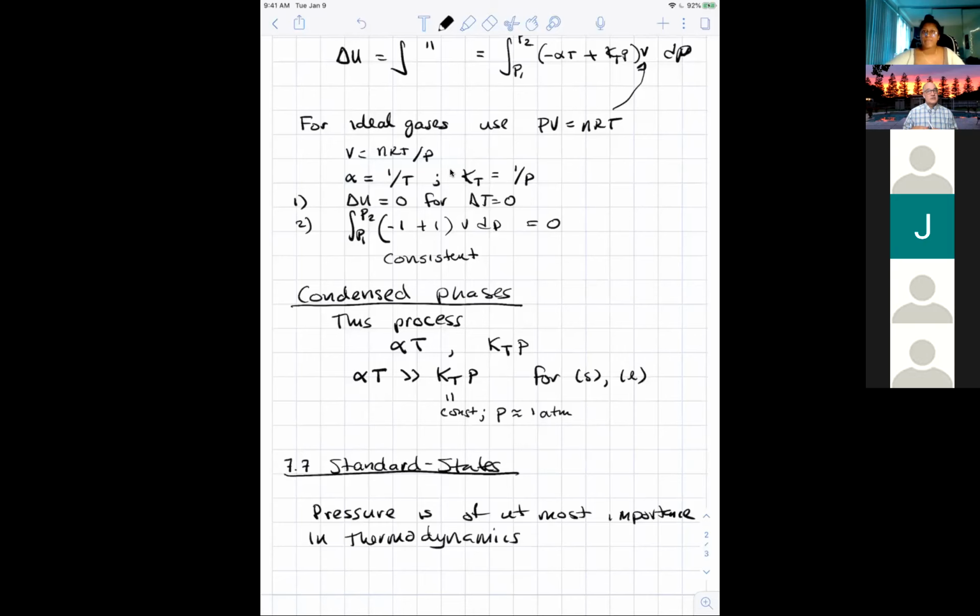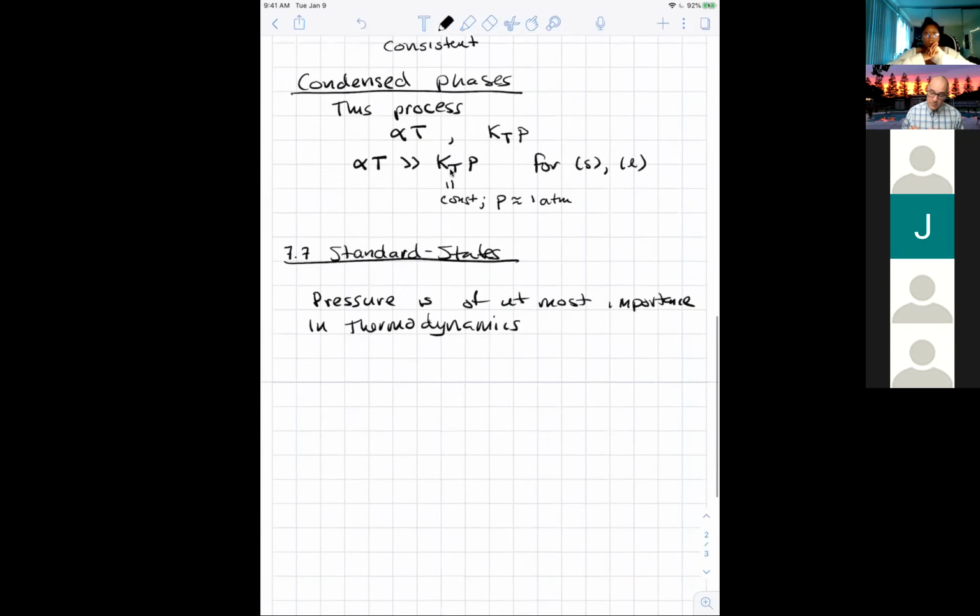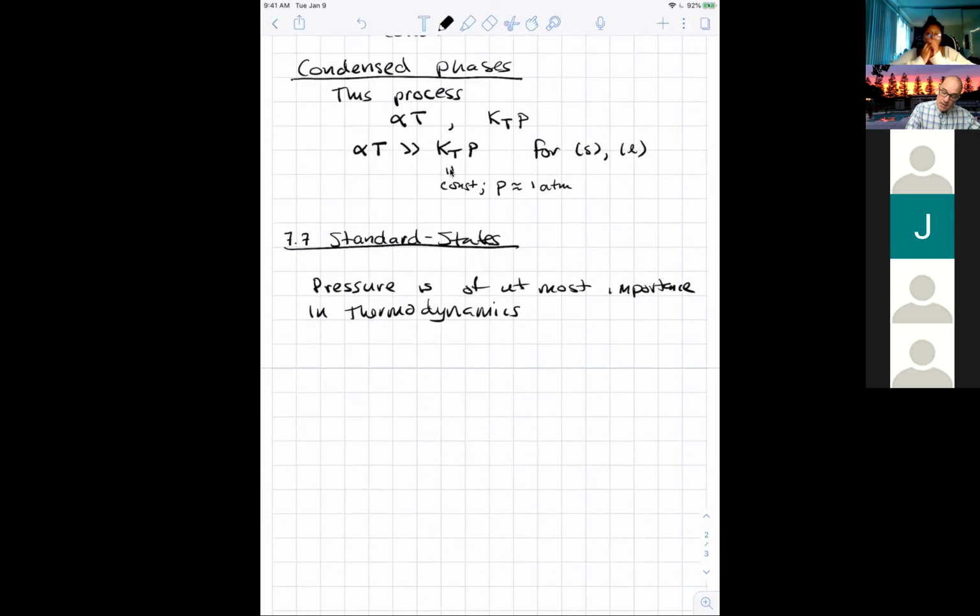So this might be the first reason why pressure is of primary importance to thermodynamics, but it turns out to be important for solids and liquids too. And that's because pressure, vapor pressure, is what connects different phases of the same substance, right? This allows mass transfer between them and so on. So pressure turns out to be really important.